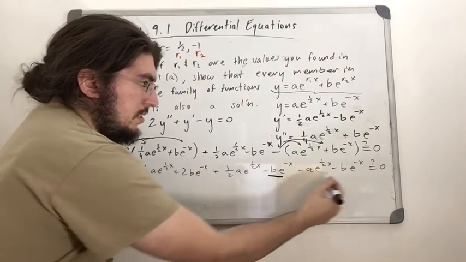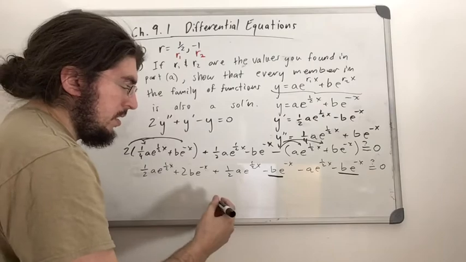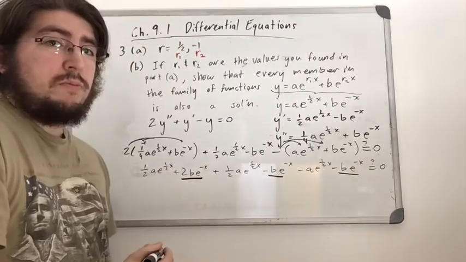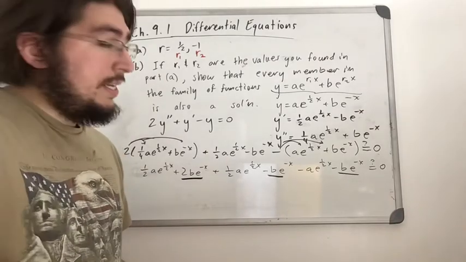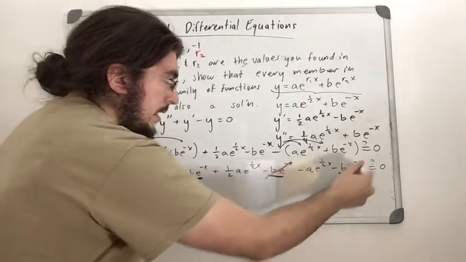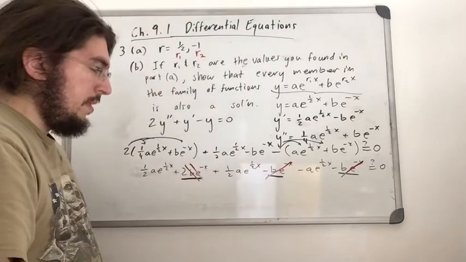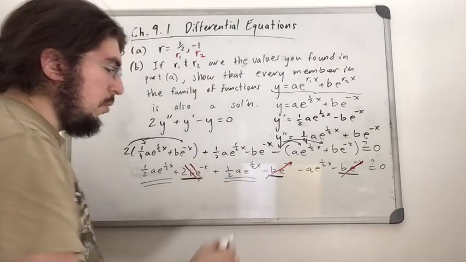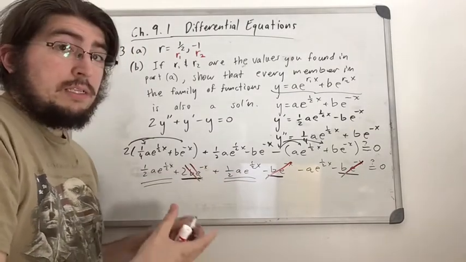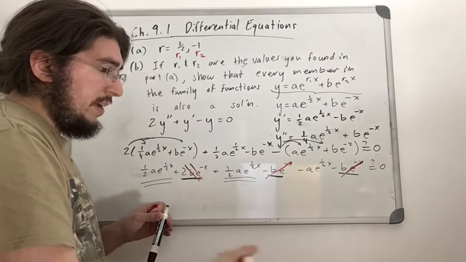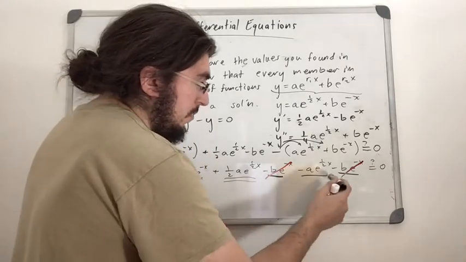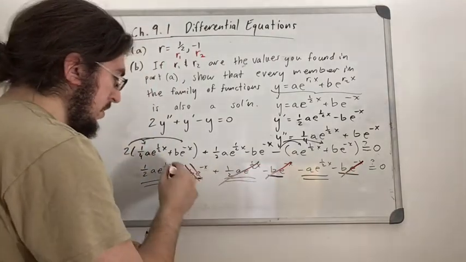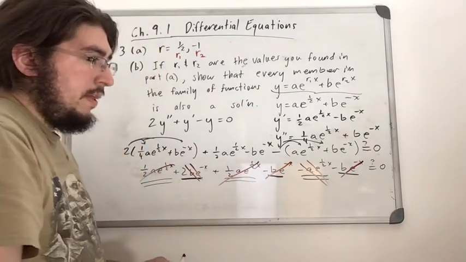Okay, so these two will combine to negative 2b e to the negative x. And here actually is our positive 2b e to the negative x. In other words, they actually cancel out. So these two combine to cancel this one out. Very similarly, these two are like terms. They're both 1/2 a e to the 1/2 x. So they combine to positive 1 a e to the 1/2 x. And this is negative 1 a e to the 1/2 x. So these two will combine to cancel this out. And they all cancel out.